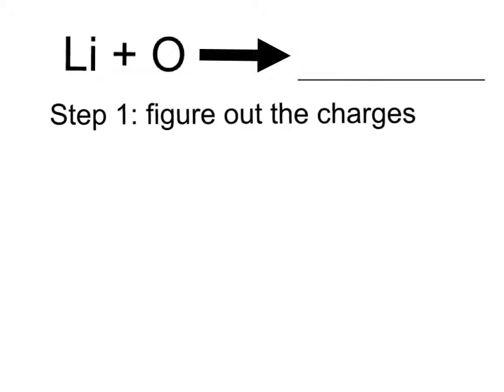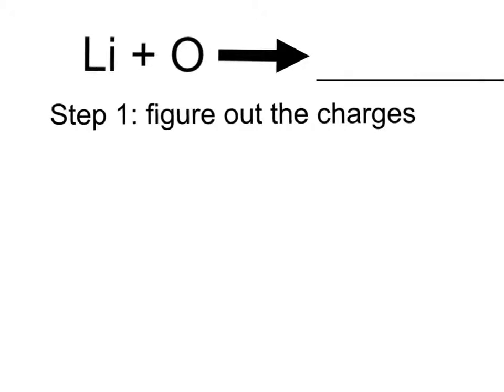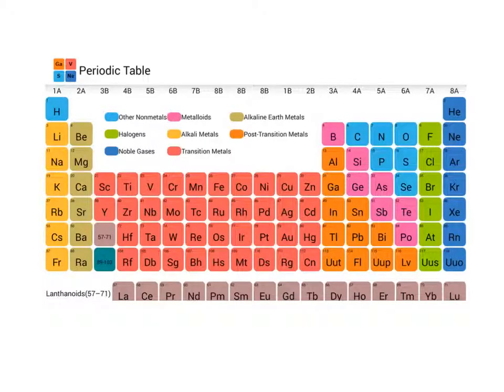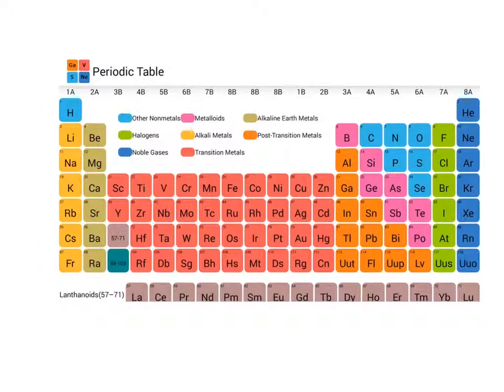Let's try another one. So we have Li and O. So we have lithium and oxygen here. Step 1 is to figure out the charges on lithium and oxygen. So if we go over to the periodic table, we can find lithium over here in group 1 and oxygen over here in group 6.